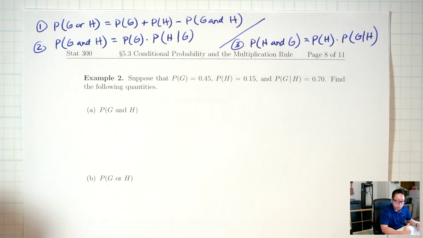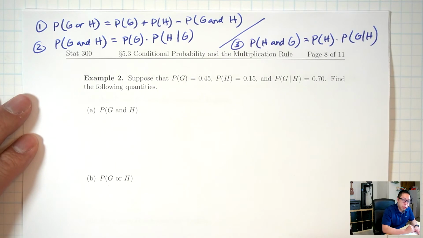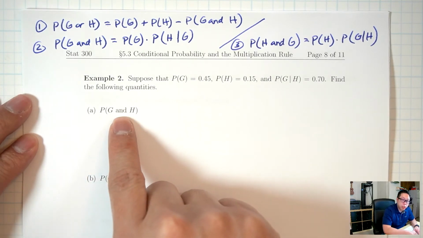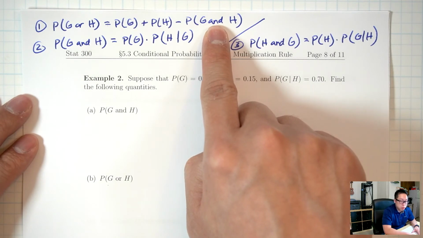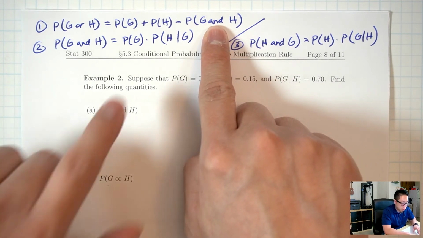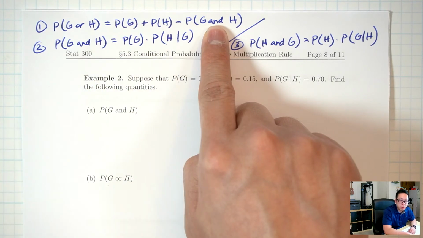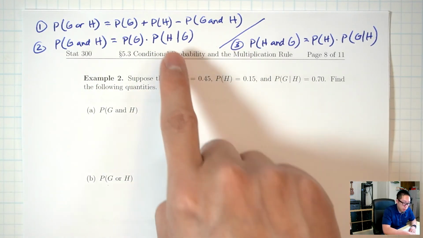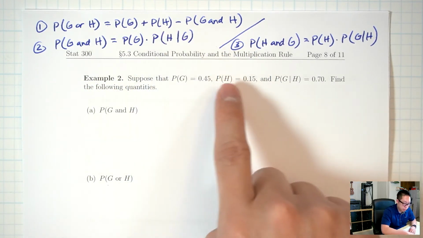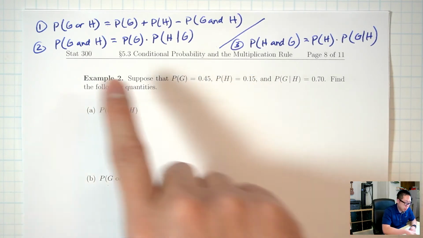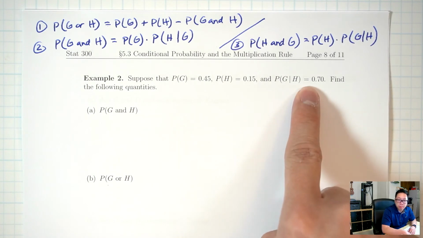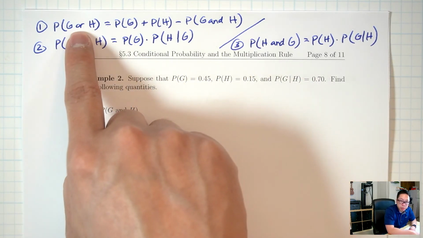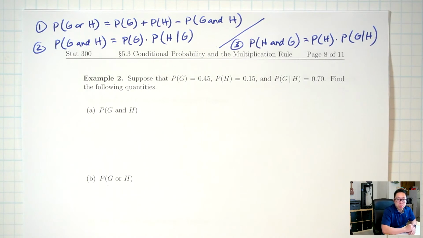Which one do you use? Can you use equation 1? I'm looking for G and H, which is right here. So for this equation to be useful, you need to know everything else. Do I know probability of G? Yes. Do I know probability of H? Yes. Do I know G or H? No, right? So I don't know G or H, which means equation 1 is not going to be useful to me.